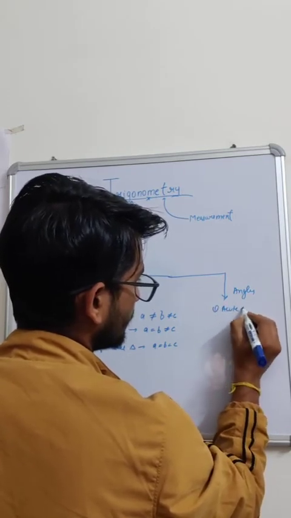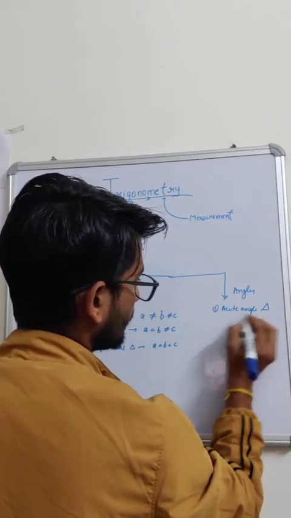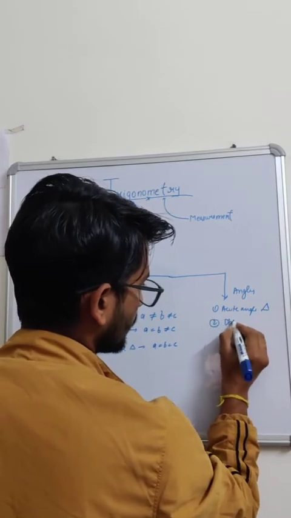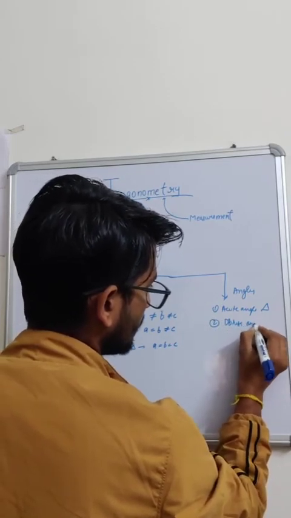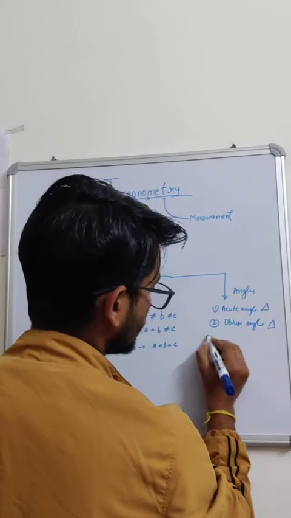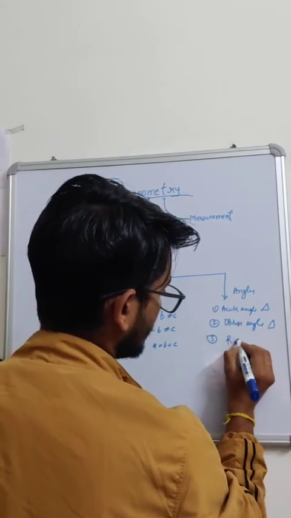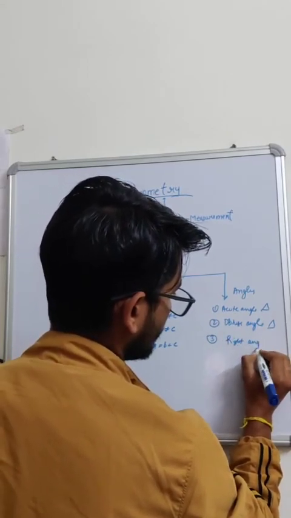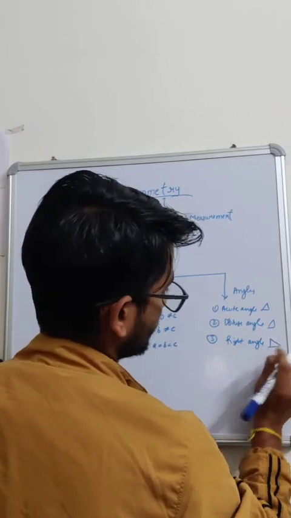acute angle triangle, obtuse angle triangle, and the third and very important, right angle triangle.